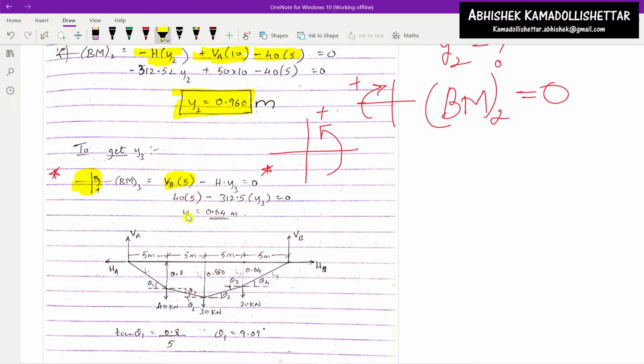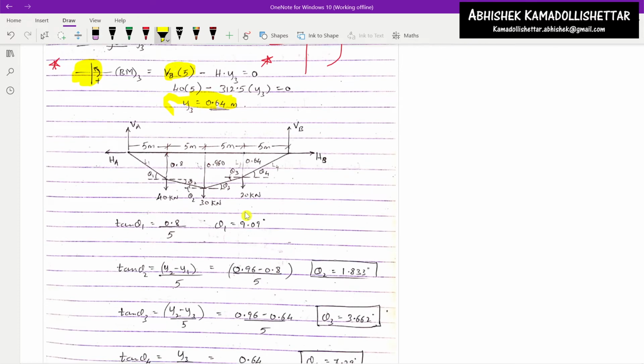So the y3 value will be 0.64 meters. Okay, so till here all of them have been done. Now let us mark all these in the diagram systematically. So VA, HA, VB, HB, phi, everything is done. In place of Y1, Y2 and Y3, we have added their respective distances.